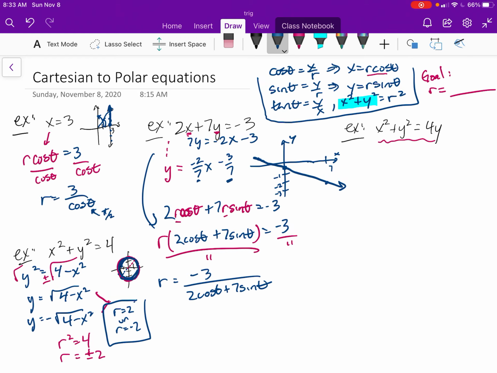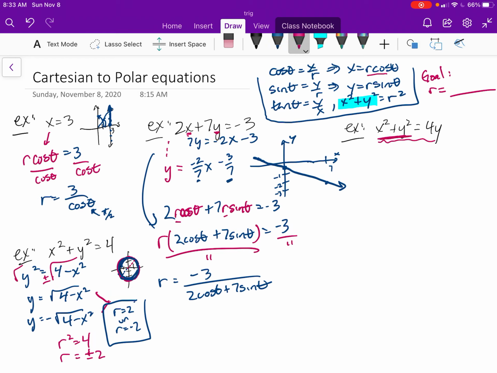Now, x squared plus y squared equals 4y. I have no idea now what this looks like. In fact, in a Cartesian coordinate system, I'm going to have to subtract 4y and then complete the square and then try to find the center and the radius. Okay, there's some work involved. Well, let's try it in polar coordinates. Let's see if it makes it any easier.